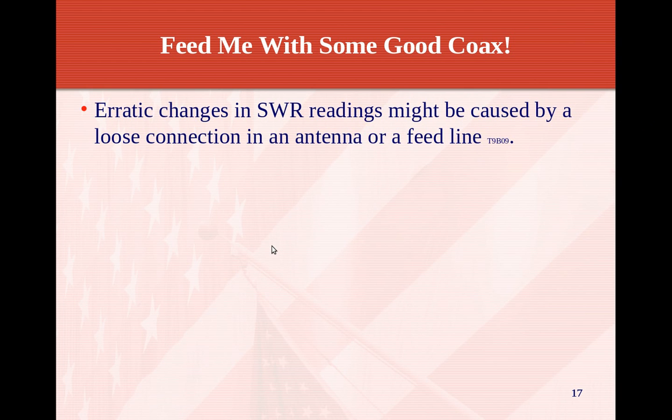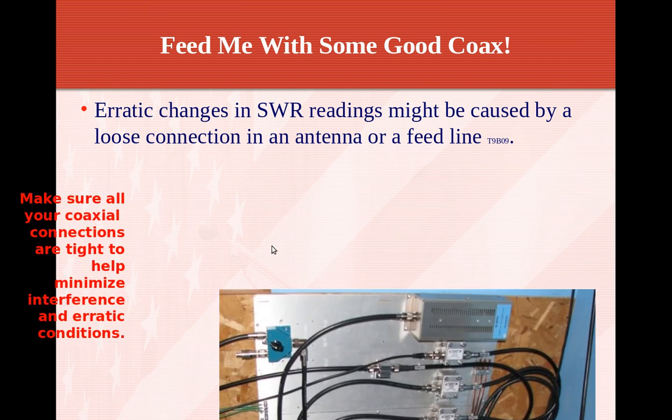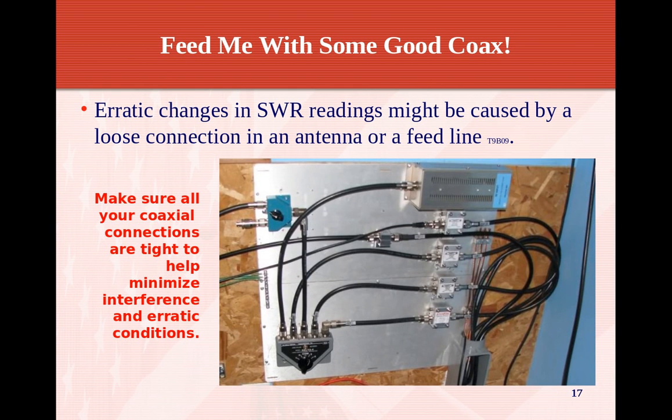Okay, erratic changes to SWR readings might be caused by a loose connection in the antenna or feed line. So it might be a loose connection somewhere. You want to make sure all your coax connectors are tightened, to help minimize interference and erratic conditions. So the SO239 tends to back off with vibration. You just want to make sure everything's nice and snug. It's got to be finger tight. You don't have to crank it on too crazy.